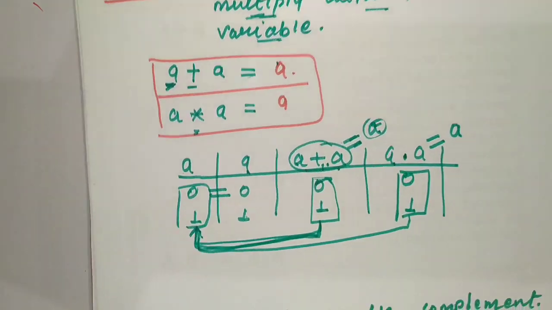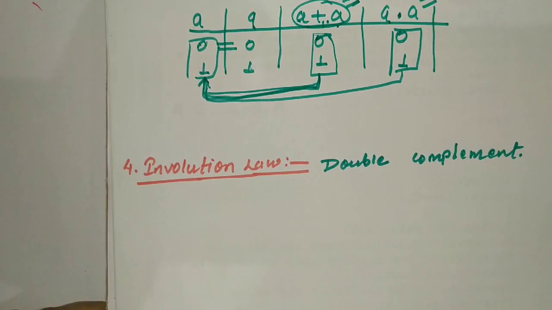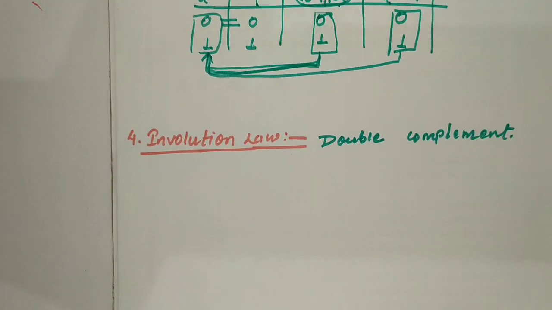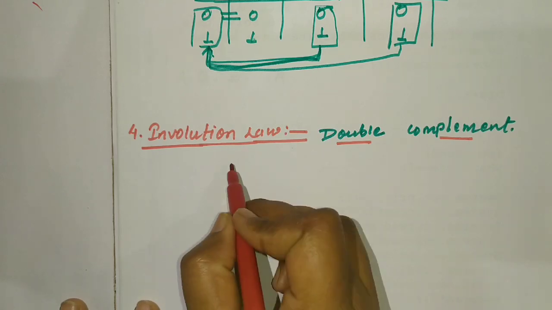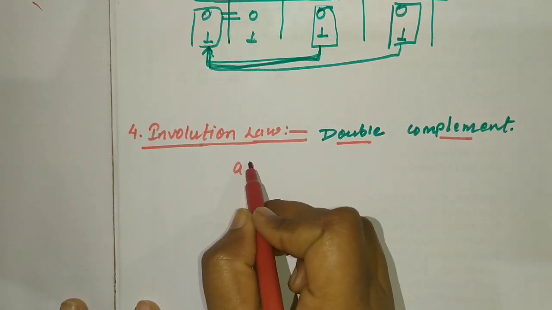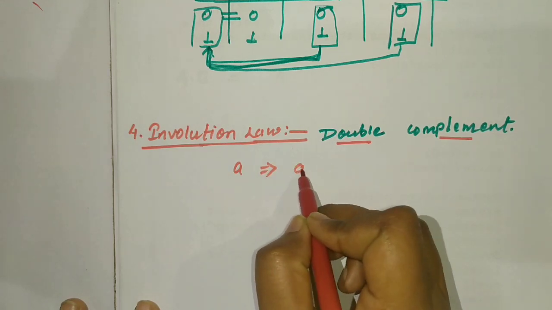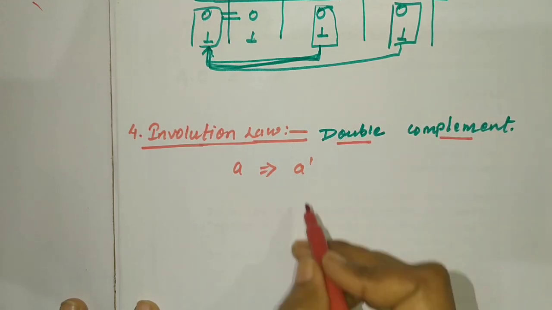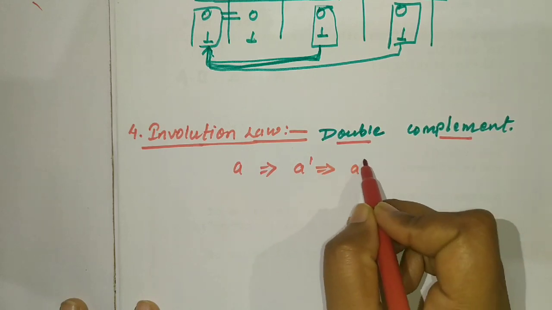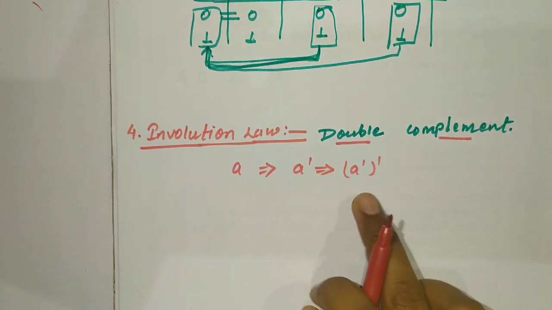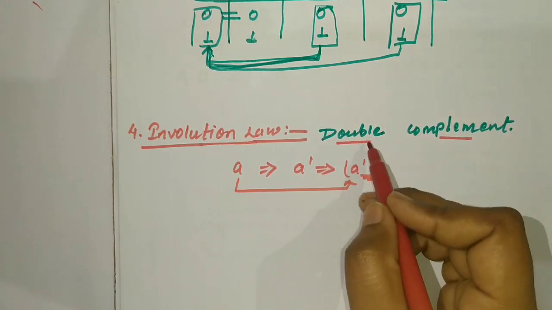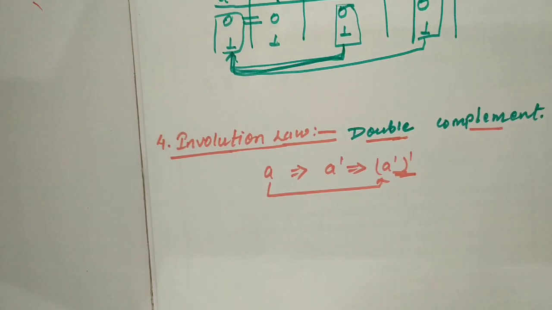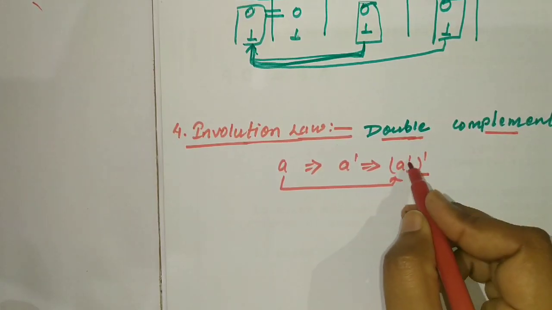Next, we move to the involution law. What is the involution law? Involution law means double complement. Everyone knows what a complement is: if I write A, the complement of A is A dash, and the double complement, the complement of A dash, is A dash whole dash. This is the double complement, or one more complement. So what is the output of this value?